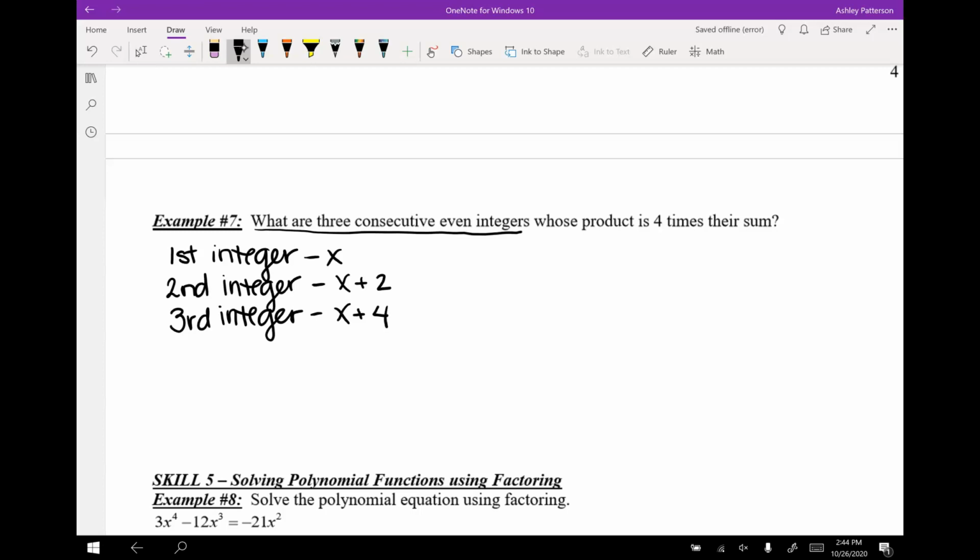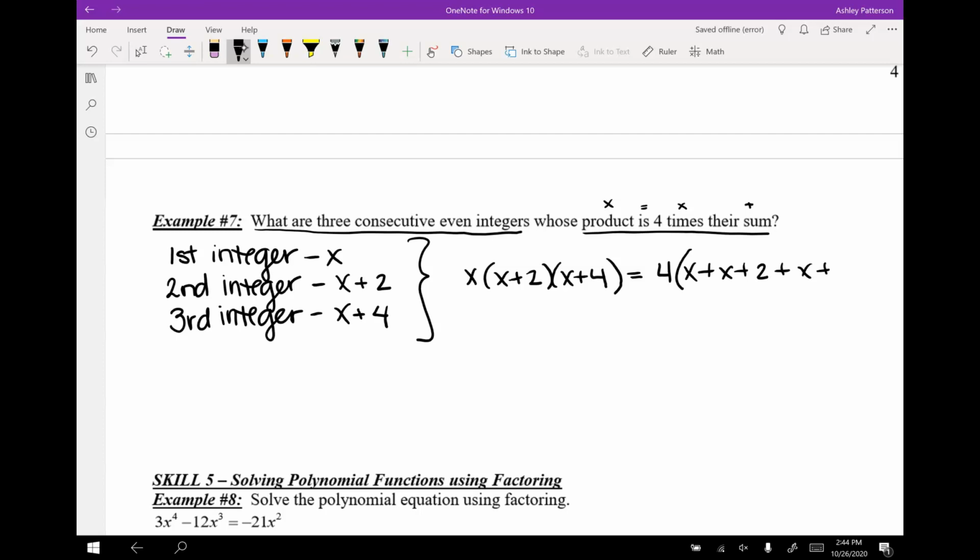Sweet. Okay. Now, the second part is whose product. A product is the result of a multiplication problem. So we have x times x plus 2 times x plus 4 is, always means equals to, 4 times their sum. Sum being addition. If you need to, write down plus, equal, multiplication, plus. There we go. So x plus 2 plus x plus 4. All right, here we go.